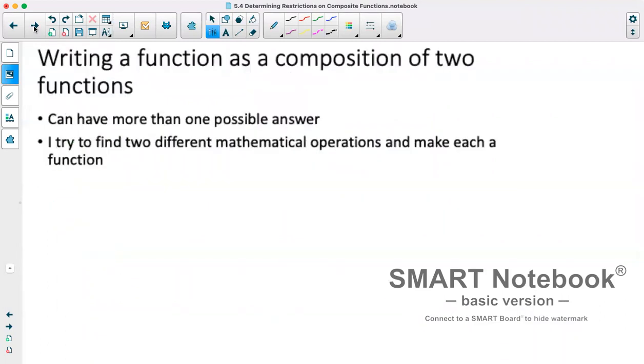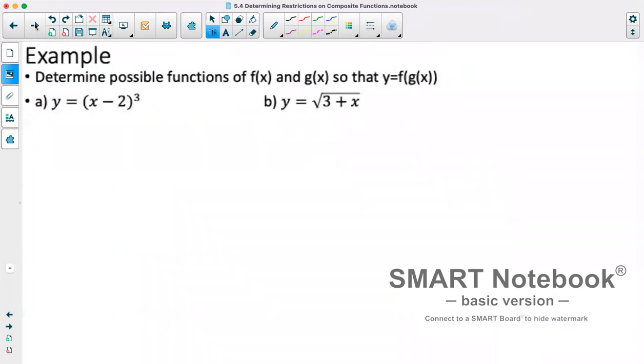Okay, next writing a function as a composition of two functions. Now, this can have more than one possible answer. Now, I try to find two different mathematical operations and make each a function. So, for example, determine possible functions of f of x and g of x so that y equals f of g of x. So look at this, we've got y equals x minus 2 cubed.